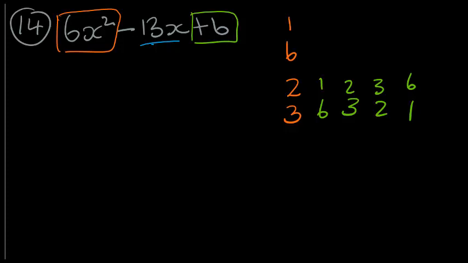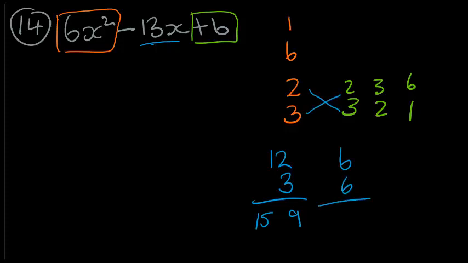Okay, let's try our second set. 2 times 6 is 12. 3 times 1 is 3. If I add them up, I get 15. If I subtract them, I get 9. That's not going to work. 2 times 3 is 6. 3 times 2 is 6. Add them up, we get 12. So that's not going to work.